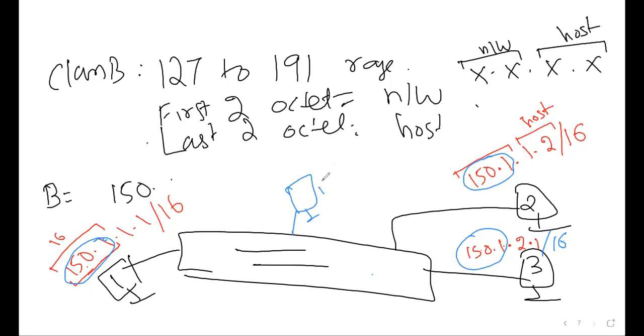I have one more system. What if I write 150.2.2.1 or 2.11, whatever it is? The host portion can be changed, but they cannot communicate. The reason they are not communicating with each other is that this area, 150.2, and this area, 150.1, are different.